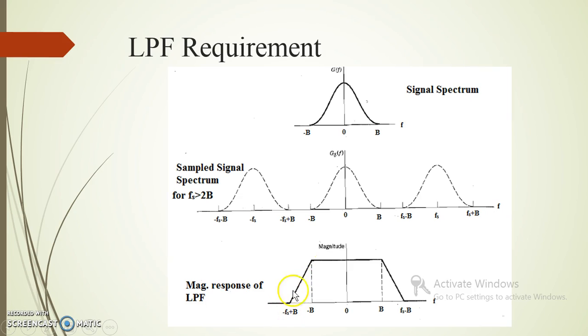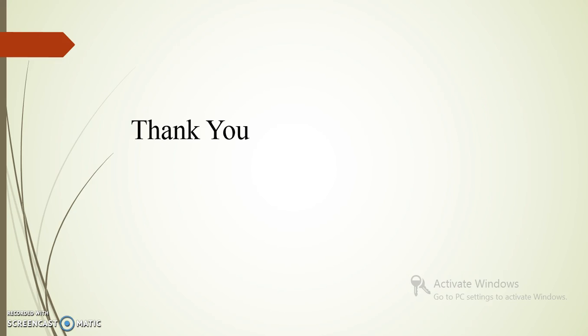Because of this fact, practically they never take the sampling frequency equal to 2B, that is the Nyquist rate. They always keep it greater than 2B. Hence, the theoretical and practical calculations differ in most cases. Thank you for attending this.